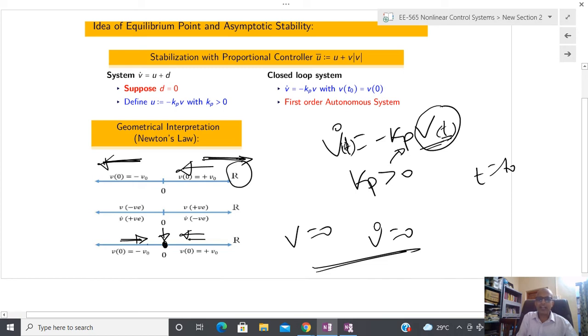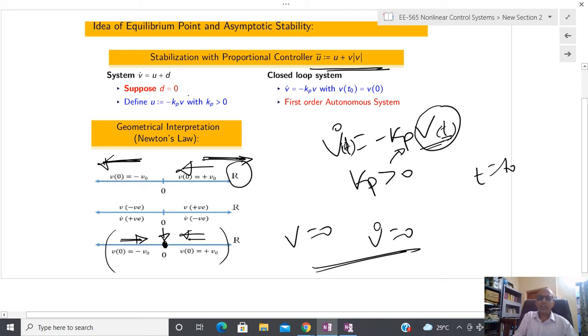So if I design the control like this, and if you start anywhere in this state space, what kind of behavior do we have? Is the behavior stable or unstable? Anyone? Sunidhi, could you please tell me whether the behavior is stable or unstable? Stable, because we are converging.